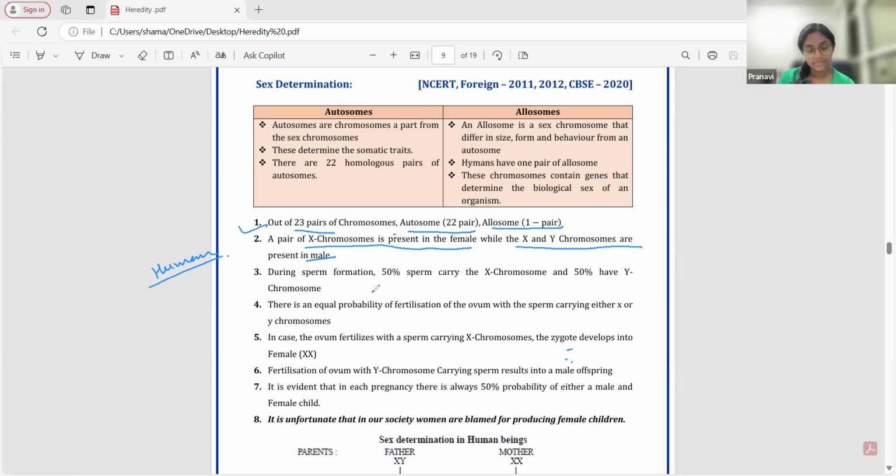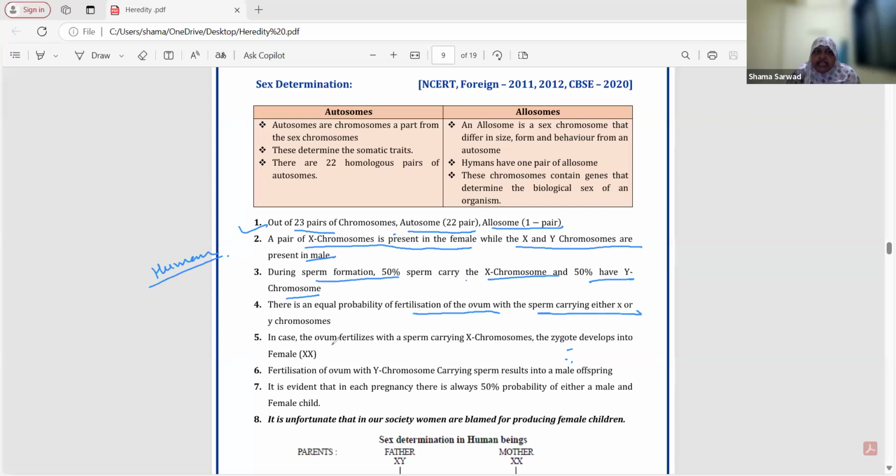Now see, during sperm formation, 50% of sperm carry the X chromosome and 50% have the Y chromosome. There is an equal probability of fertilization of the ovum with a sperm carrying either X or Y chromosome. If the ovum is fertilized with a sperm carrying X chromosome, the zygote develops into a female, XX. Fertilization of the ovum with a Y chromosome carrying sperm results in a male offspring, XY. It is evident that in each pregnancy there is always a 50% probability of either a male or a female child.